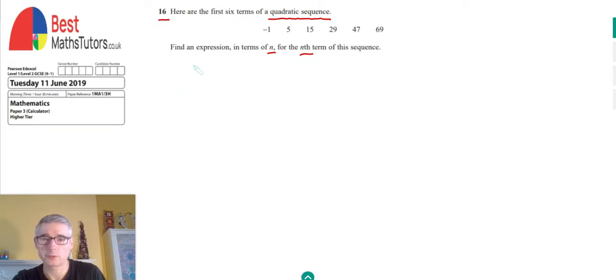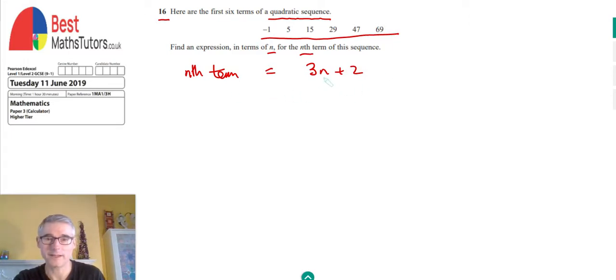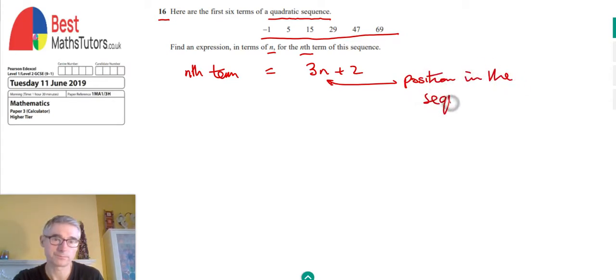So if we were coming up with a formula, we might say the nth term is equal to something like just 3n plus 2. And this isn't this particular sequence. This is what I would call a linear sequence. And n stands for the position in the sequence. So if you understand all this, you can skip forward to when I go on to actually answering this question, but I'm going to explain this a little bit first of all.